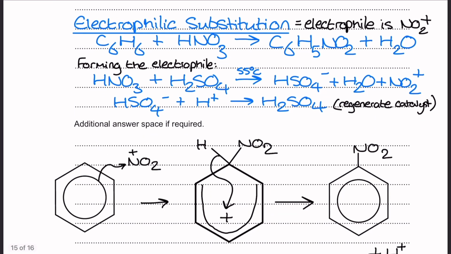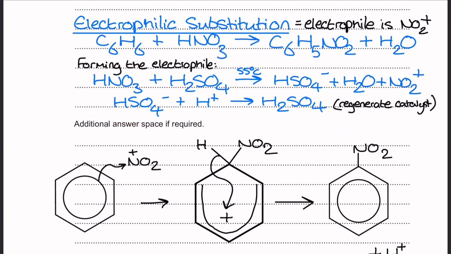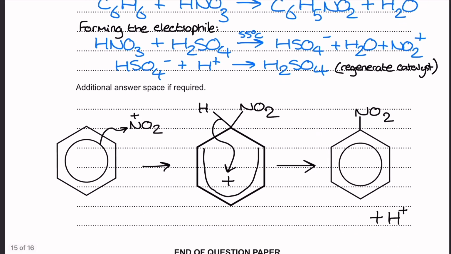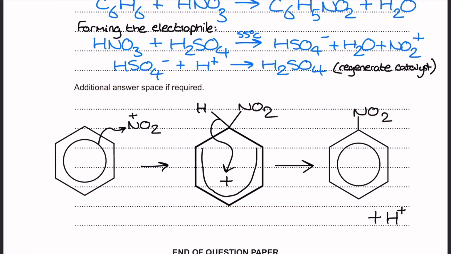For electrophilic substitution, I've kept it to the nitration because I know I'm going to get it absolutely 100% right for this. I've given as much detail as I can. I've regenerated the catalyst of the H2SO4. I've got the full outline of the mechanism down here as well. I've got all of the correct intermediate, the curly arrow positioning. I've not forgotten the H+. This is an all guns blazing answer.